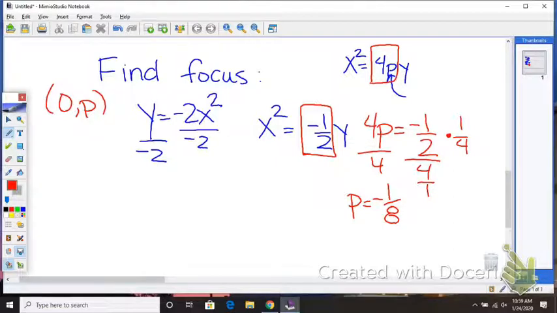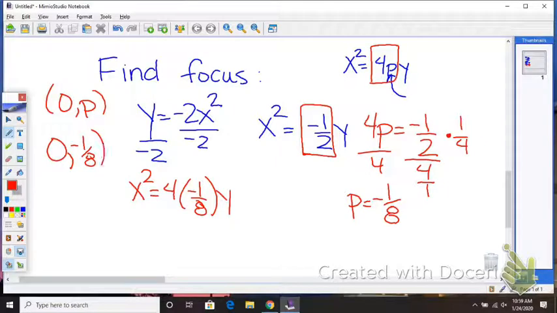Everybody good with that? Because you can't just divide it by 4. Whenever you're dividing a fraction with a fraction or a number, you multiply by its reciprocal. So that means my equation is x squared equals 4 times -1/8 y, where -1/8 is my p. So that means my focus, my answer to this, is 0, -1/8.